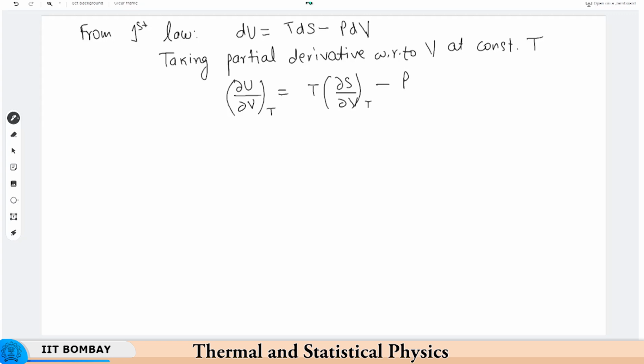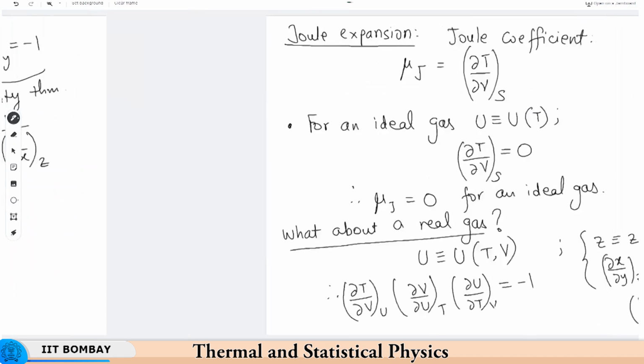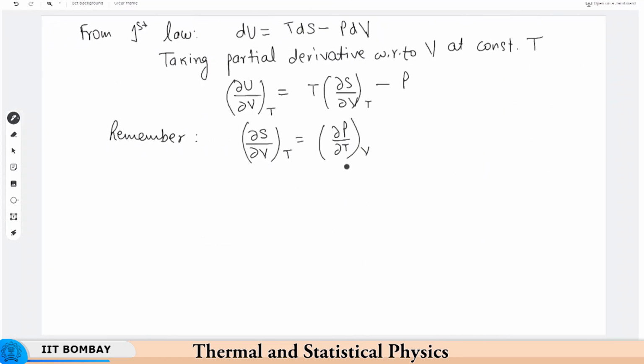Now, we are going to use the third Maxwell equation. So, remember from the third Maxwell equation, del S by del V at constant temperature equals del P by del T at constant volume. So, this is the third Maxwell relation that we have used. This one, del S by del V at constant T, is del P by del T at constant V. And now we can just substitute del S by del V at constant T with del P by del T at constant V.